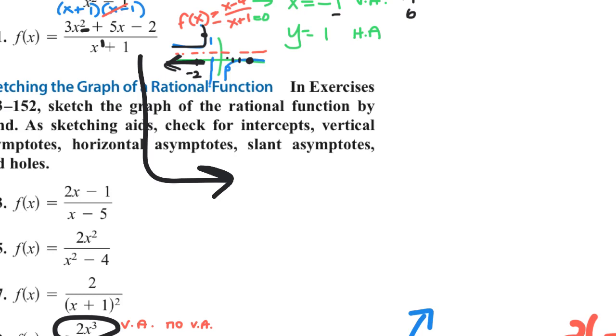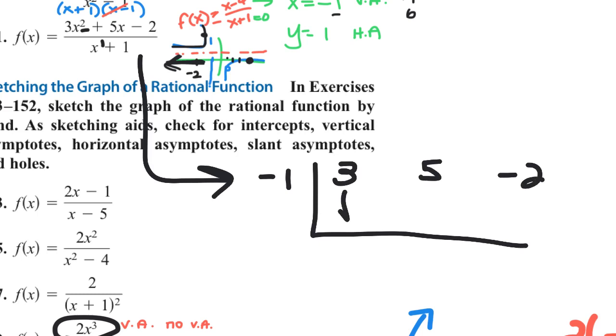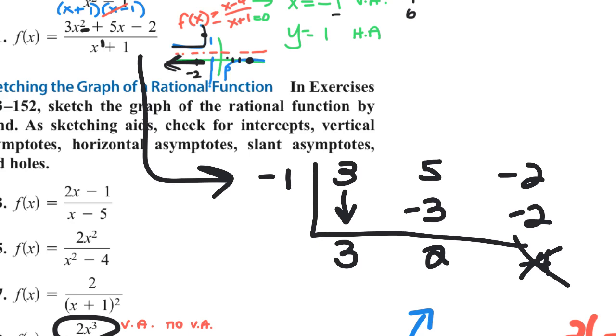So now I'm going to take this and I'm going to divide. Can you do synthetic division? Yeah, make it easy on yourself. Put a -1 on the outside. 3, 5, -2. Bring down the 3. Don't write the -1. Bring down the 3. Multiply it times -1. Put it in the next column. Add it. Multiply it by -1. Put it in the next column. Add it. Even though I don't need it, I don't even have to do that part.